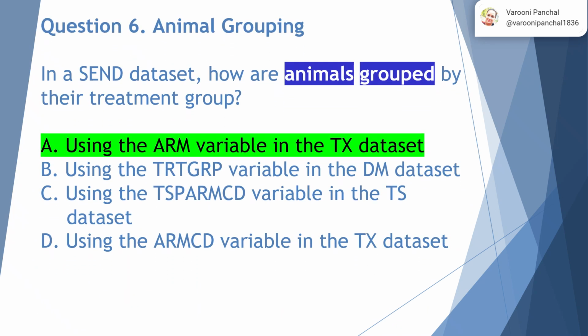Question 6. Animal grouping. In a SEND dataset, how are animals grouped by their treatment group? So in SEND dataset, we generally group the animals using the ARM variable in the TX dataset, right? So option B, using the treatment group variable in the DM dataset, that is not the right answer. Using the PARMCD variable in the dataset, that is not what we use. And using the ARMCD variable, now this is just a specific code, it's not the specific arm name, right? So we don't use this.